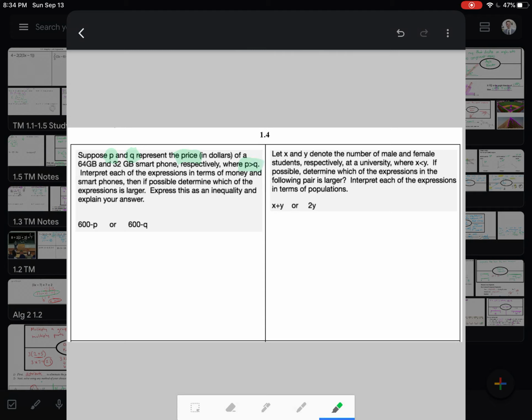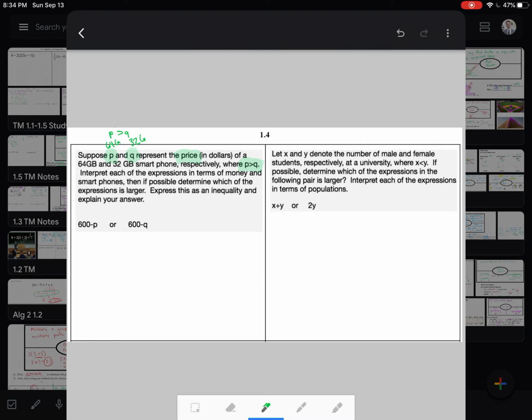P is greater than Q. So respectively means in that order. So that means P is first, so it's 64. Q is second, so it's the 32 gig phone. Okay, so that's just telling us the size of the phone. So it's saying that P is greater than Q, so I'm going to write this up top here, which makes sense. The 64 gig phone costs more than the 32 gig phone.